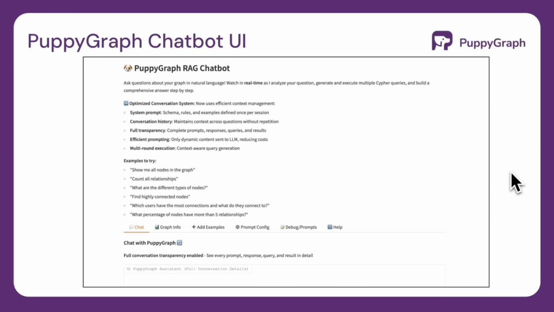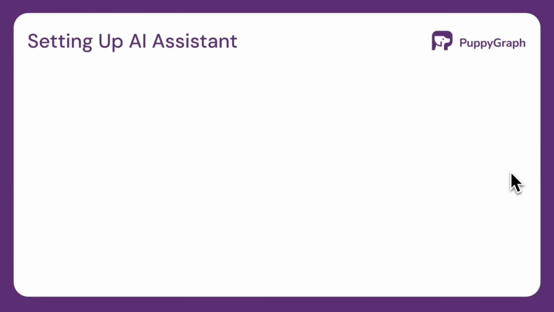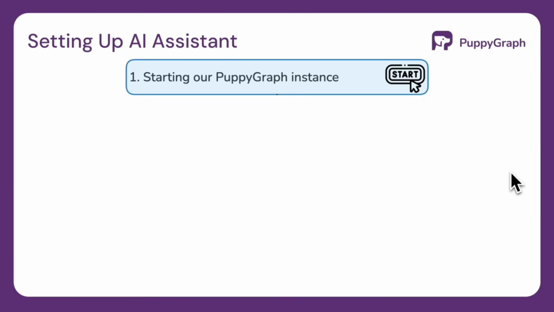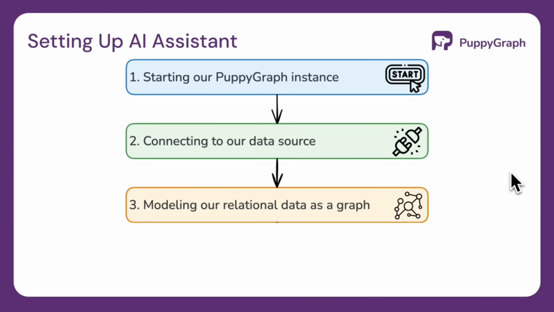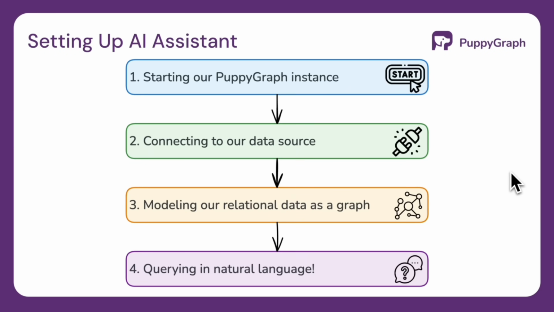In this demo, we explore a conversational AI interface for PuppyGraph that converts natural language questions into Cypher queries using Retrieval-Augmented Generation, also known as RAG. Setting up our AI assistant consists of four easy steps, which are starting our PuppyGraph instance, connecting to our data source, modeling our relational data as a graph, and finally, querying in natural language.